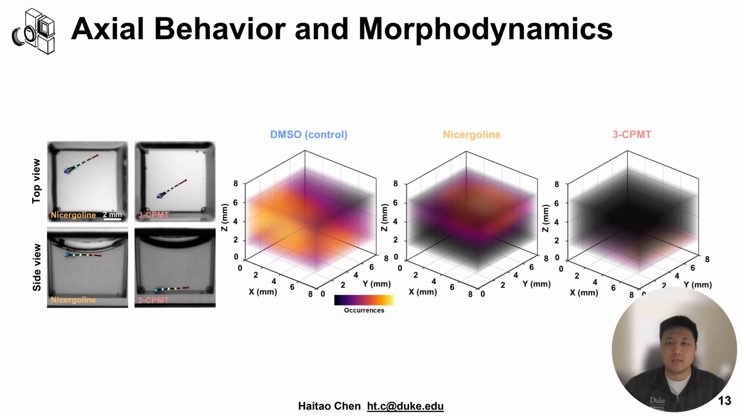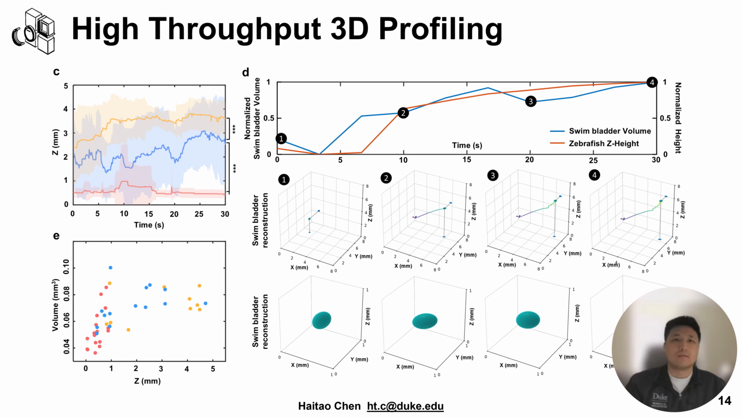Here's a representative example linking swim bladder morphodynamics to axial behavior. As the swim bladder inflates, the larva systematically moves upwards in the water column. The numbered time points below correspond to 3D reconstructions of the swim bladder, showing how changes in internal morphology are temporally correlated with changes in vertical position.